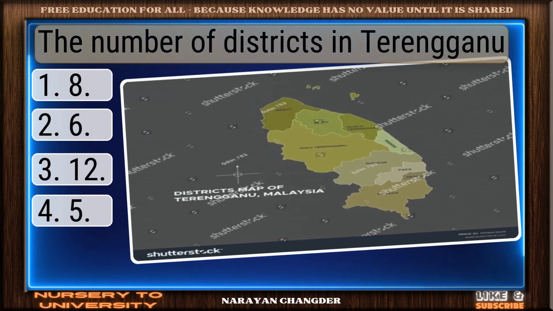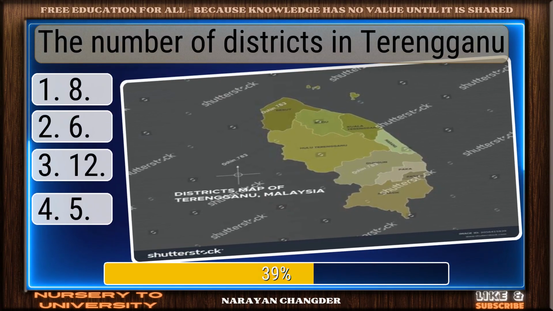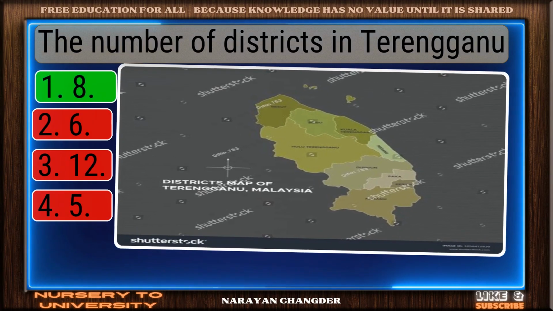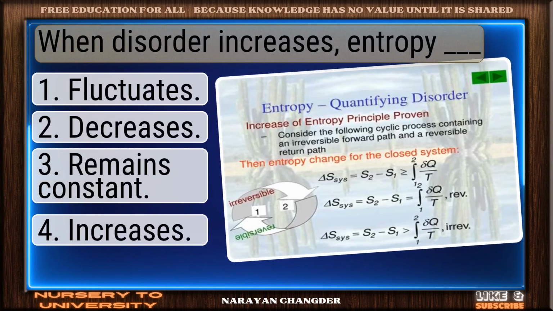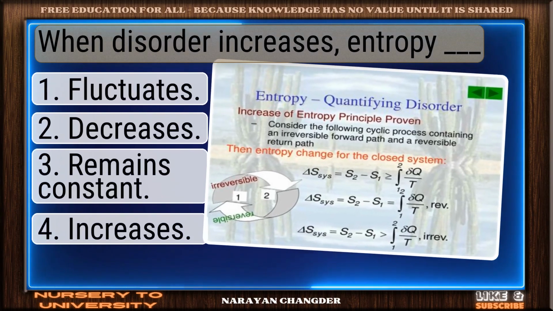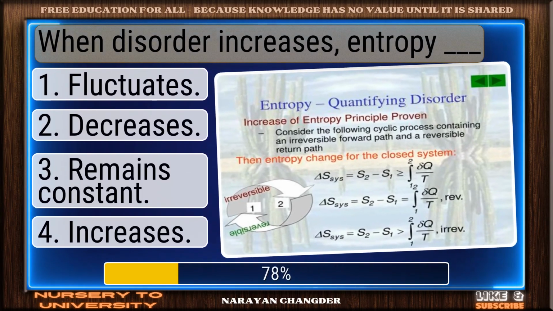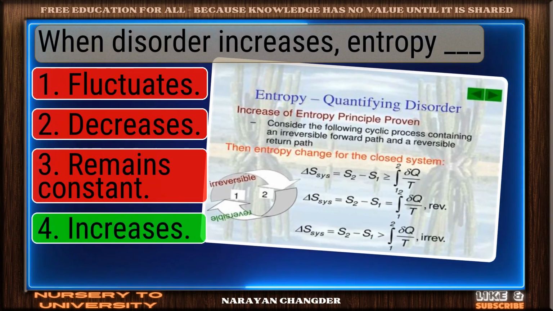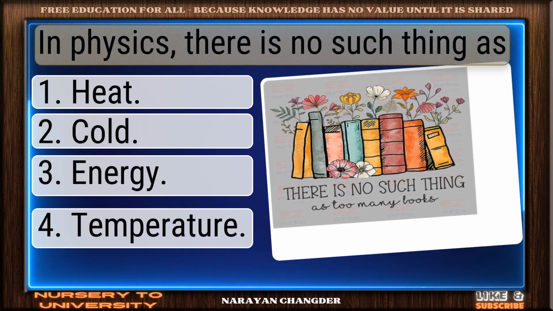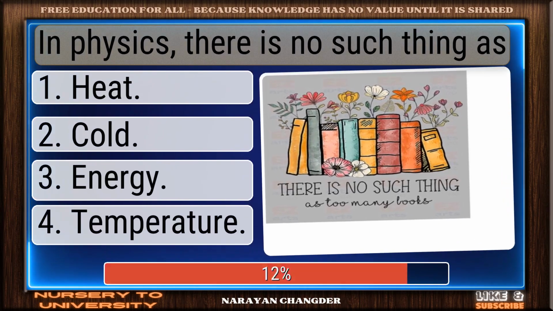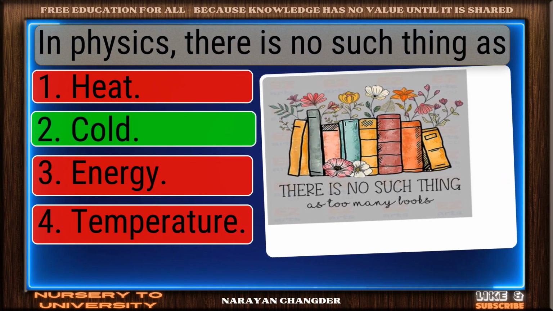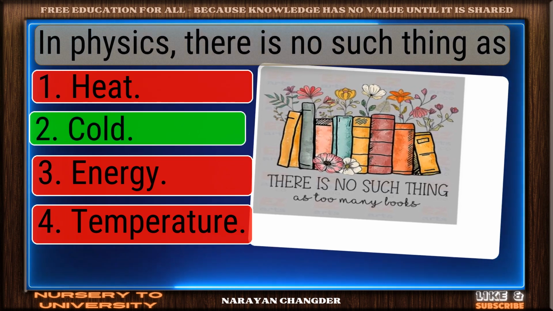The number of districts in Terengganu? Well picked. 8 is the correct answer. When disorder increases, entropy dash. Smart pick. Increases is the correct choice. In physics, there is no such thing as. Nice work. You chose cold and it is correct.